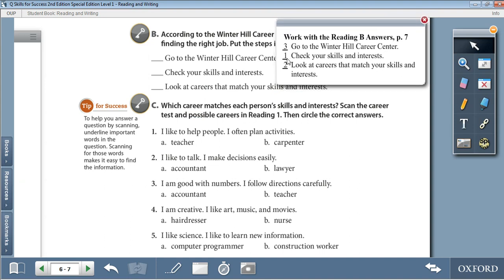This is step 1. Check your skills and interests. So you write here 1. This is step 2. Look at careers that match your skills and interests. And this is step 3. Go to the Winter Hill Career Center.